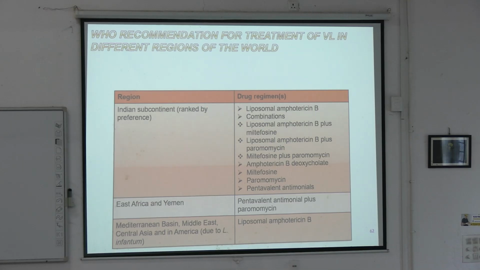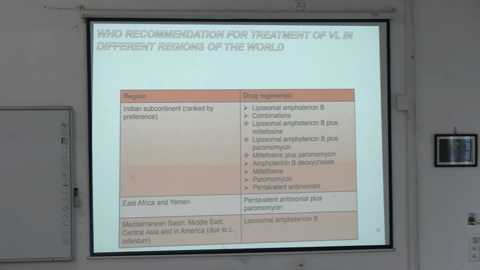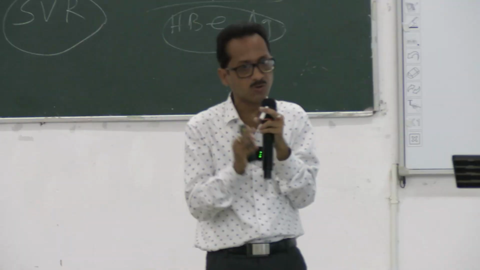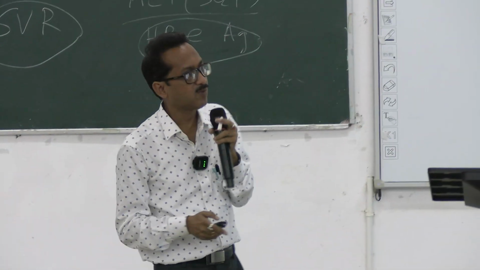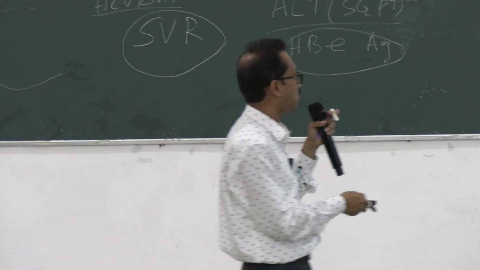and not liposomal amphotericin B? What is the side effect or what is the constraint for using liposomal amphotericin B? It is costlier than other drugs. It is more costly than plain amphotericin B. Liposomal amphotericin B is more costly.